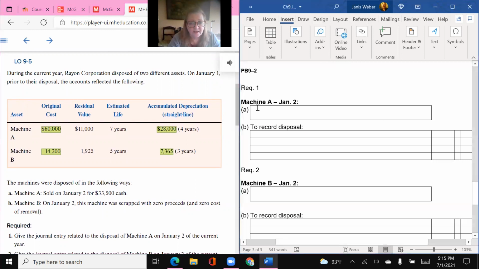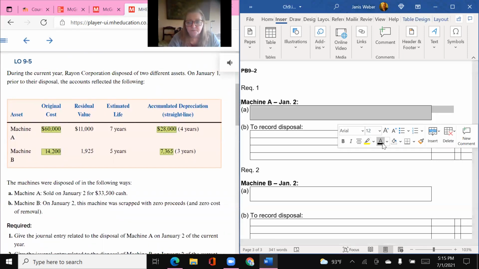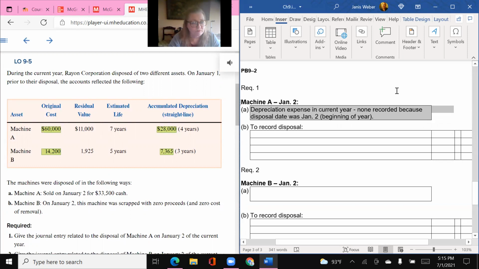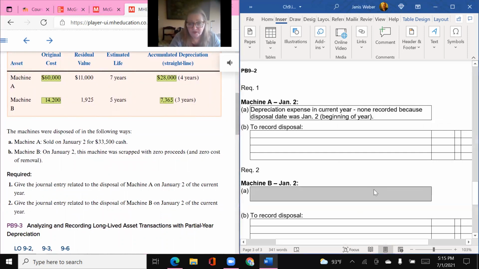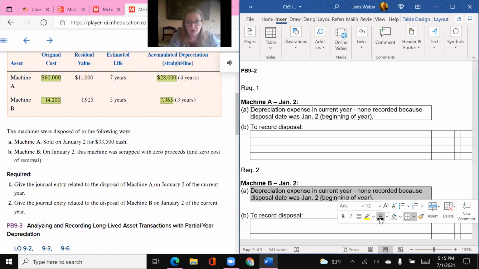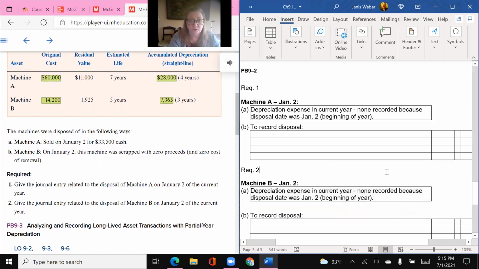So machine A, they're asking for the depreciation. It doesn't have any because it was on the 2nd of January, before the 15th. So usually if it gets into the first half of the month, of the first month, then it's not depreciated any further for the year of disposition. To record the disposition, as you know, if you listen to the lecture notes that I had on chapter 9, when we dispose of an asset, we have to clear the accounts for the asset and for the accumulated depreciation.